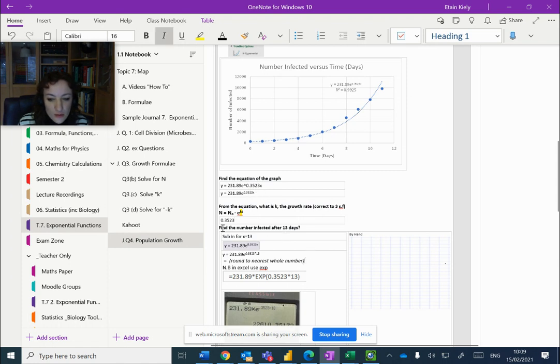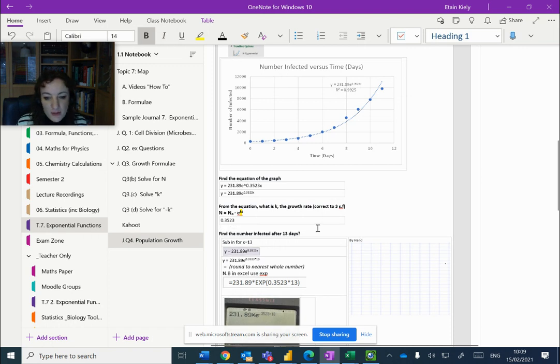The next bit we're going to do is use this equation to make a prediction. So we've collected data for 11 days, and we're now going to make a prediction of how many people will be infected after 13 days. We have time on the x-axis, so we're trying to solve for y, how many people, and we're going to plug in for x. So we're solving for y by plugging in for x.